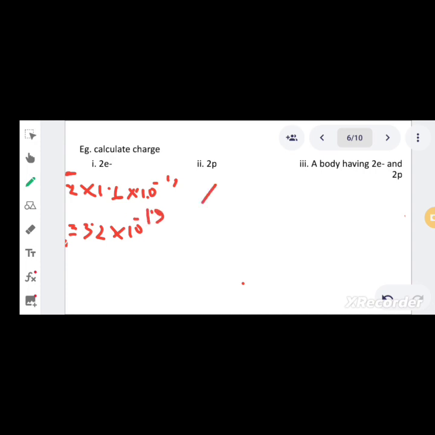Okay, similarly for 2 protons, this will be negative and this will be positive. 3.2 into 10 to the power minus 19 coulomb.